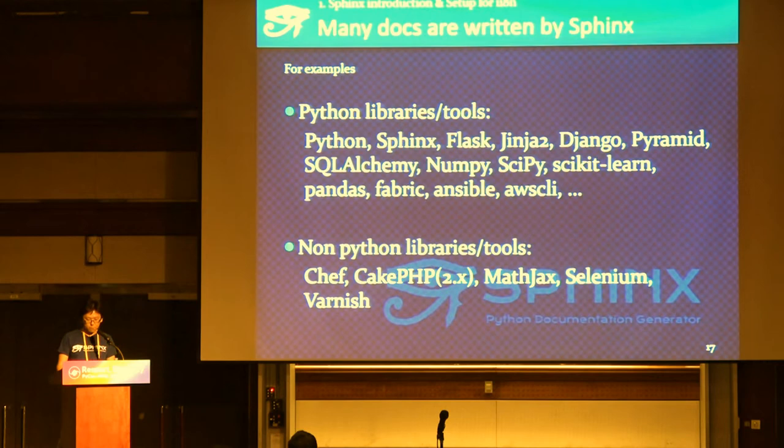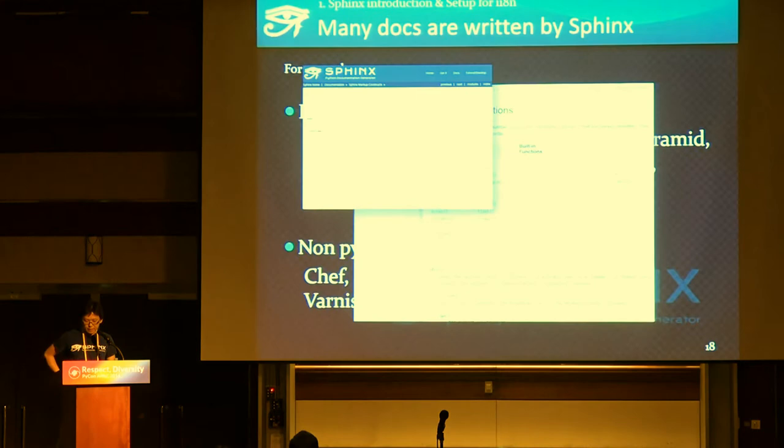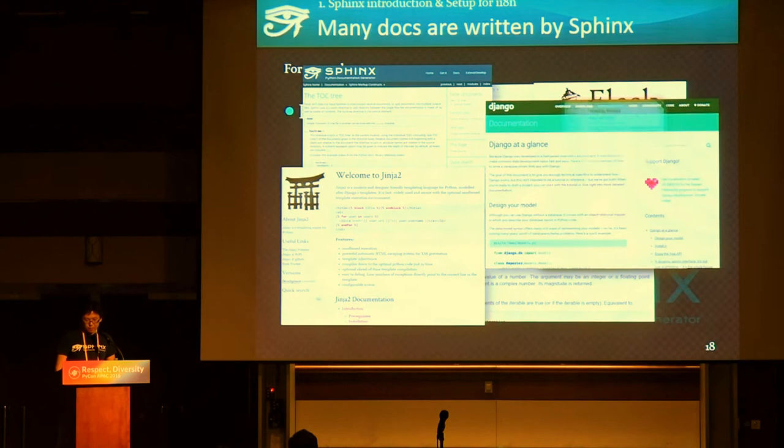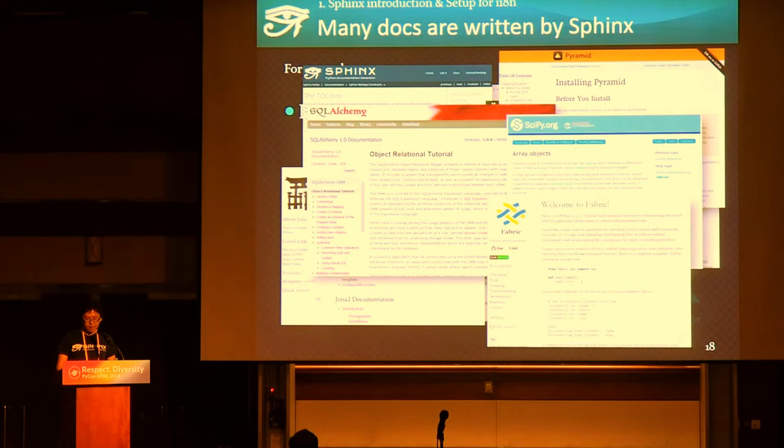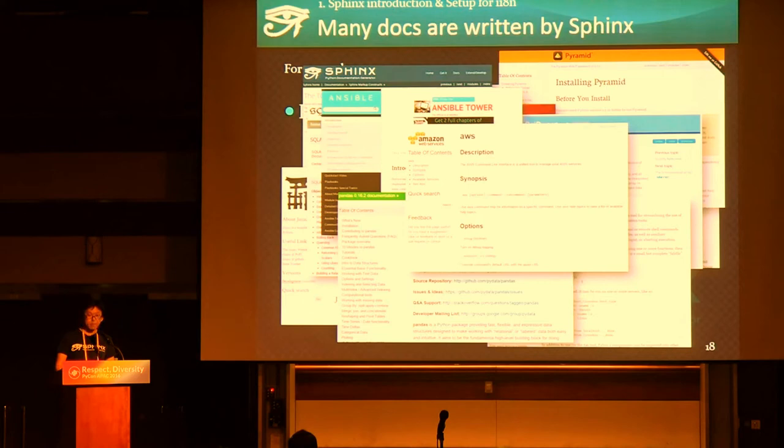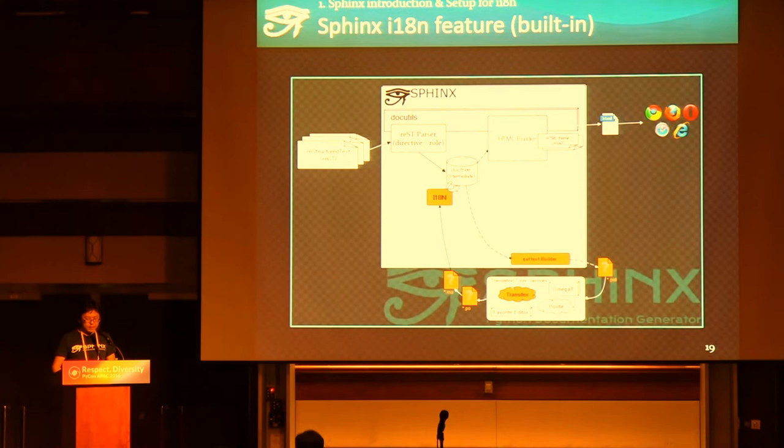Nowadays, Sphinx is used by these libraries and tools. Python libraries and tools include Python, Sphinx, Flask, Jinja2, Django, Pyramid, SQLAlchemy, NumPy, SciPy, scikit-learn, Pandas, Fabric, Ansible, AWS CLI, and non-Python libraries and tools also use Sphinx for their docs, like Chef and CakePHP, and MathJax, Selenium, Varnish, and so on. Sphinx extends the i18n mechanism to provide the translation feature.